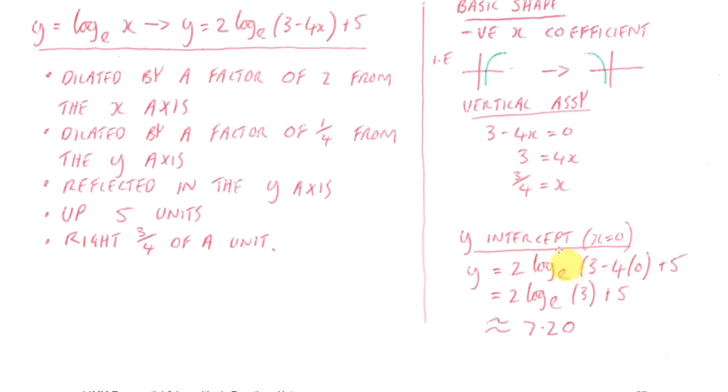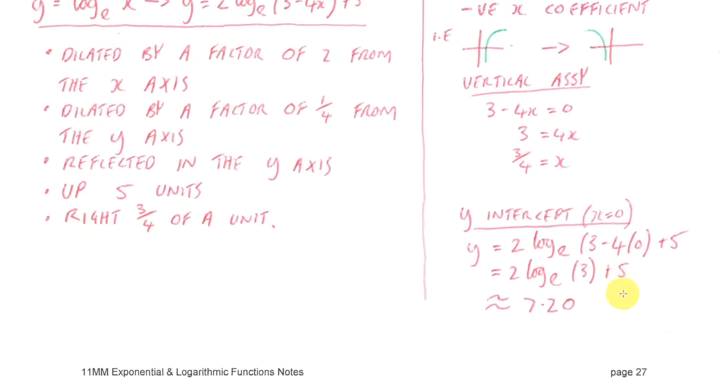My y-intercept: I simply substitute x equaling 0 into the function, and I get exactly 2 lots of log e of 3 plus 5. Now I know that that's approximately equal to 7.20, and that's evaluated on our CAS, and that just helps me do the sketch. Of course, when you provide that particular point, you should provide the exact values, so that line there.